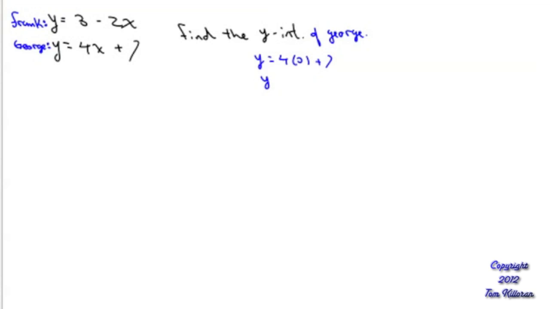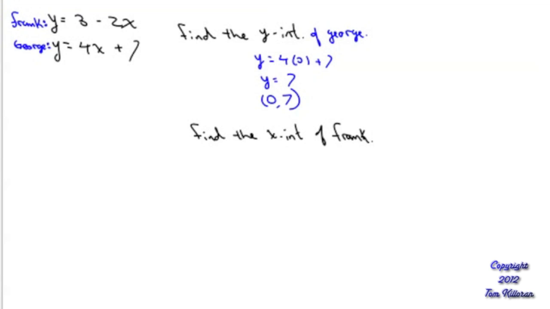I said it. I didn't hear you. So the point is 0, 7. You say 7. I heard 7. I don't want to hear 7. I want to hear 0, 7. It's a point on a piece of graph paper. So saying the y-intercept is 7 is irrelevant because it only has one coordinate. Okay, so what if I asked you to find the x-intercept of Frank?